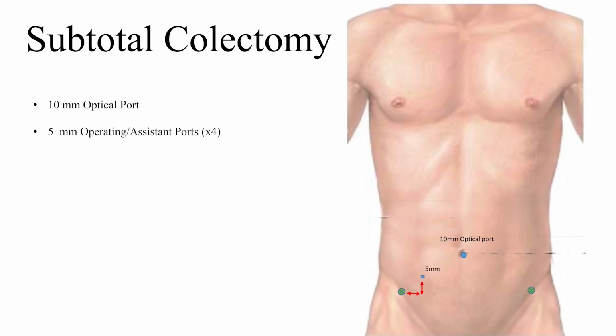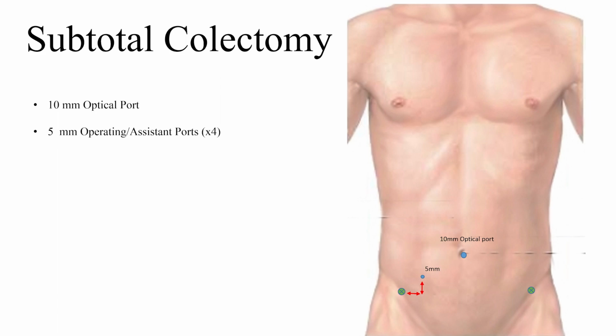We're going to describe 2 different setups for subtotal colectomies. In the first, we use four 5 mm ports. The first one is placed 2 finger breadths medially and 2 finger breadths superiorly to the right superior anterior iliac spine in order to avoid hitting the pelvic brim when dissecting the right lateral part of the rectum.